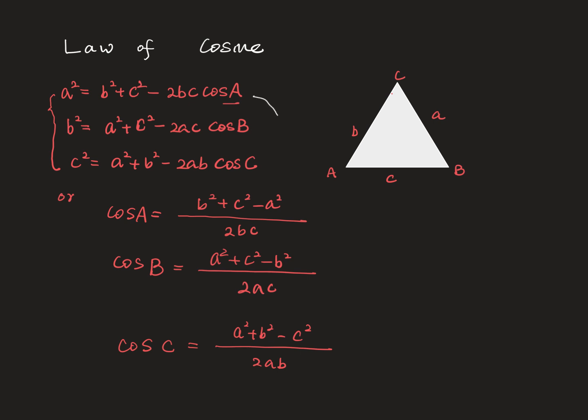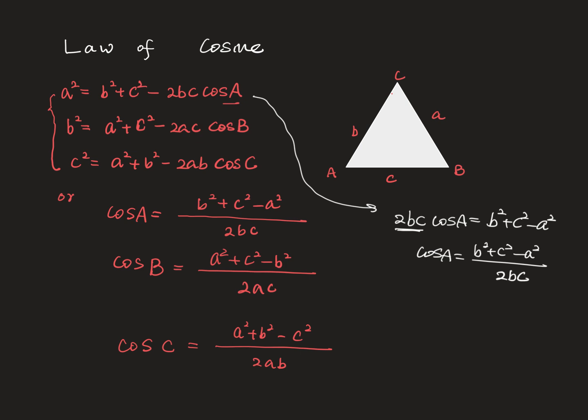From there, guys, solve for cosine A, which means you move the 2bc to the left and a squared to the right. So you have 2bc cosine A equals b squared plus c squared minus a squared. Divide both sides by 2bc, and cosine A is b squared plus c squared minus a squared over 2bc. That's how you get this formula. It's the same thing for the second and third.